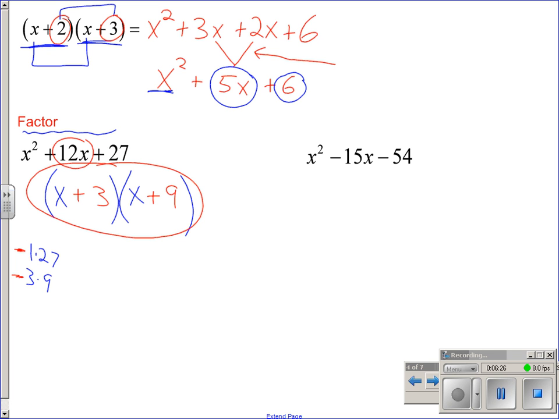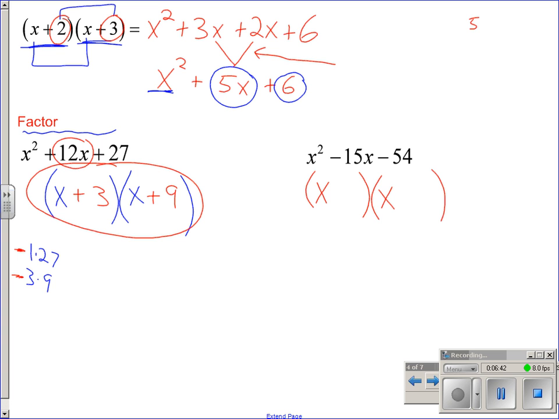Okay, same idea here for this next example. It's going to factor, hopefully. So it's going to be x times x. That's the easy part. Numbers multiplied to give us a negative 54, add to be negative 15.